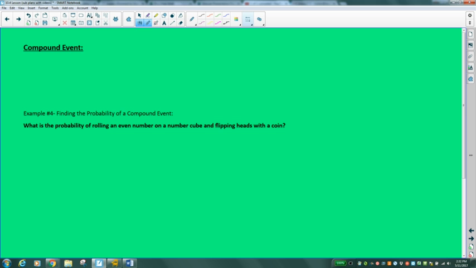So a compound event means that it consists of two or more events. Okay, so it consists of two or more events, makes it a compound event. So here's our first example of a compound event.